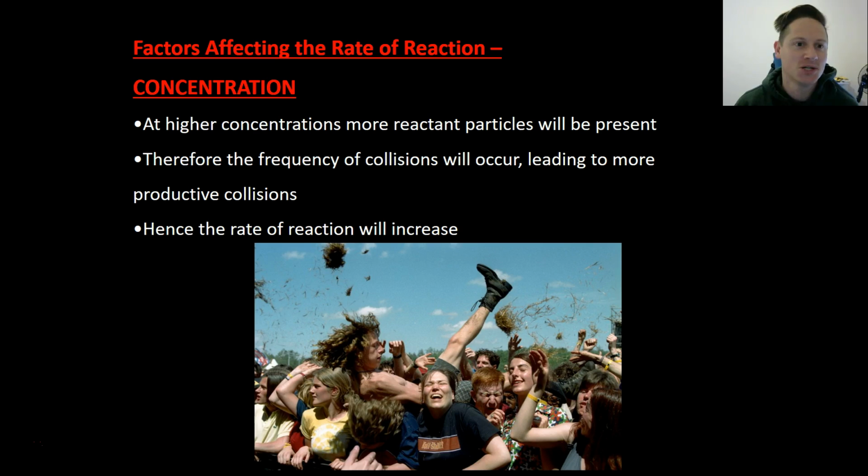So now we're going to launch into factors that affect rate of reaction, so things that we can change in order to increase or decrease the rate of a chemical reaction. The first one is concentration, which we've probably seen before. At higher particle concentrations, more reactant particles will be present, so the frequency of collisions increases. You've got more collisions happening more often, and that leads to more productive collisions. The percentage of collisions that are productive remains the same, but the fact that there are more frequent collisions means you're going to increase the rate of reaction.